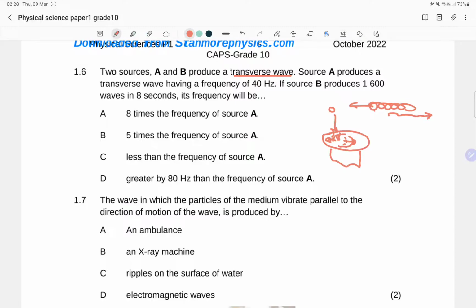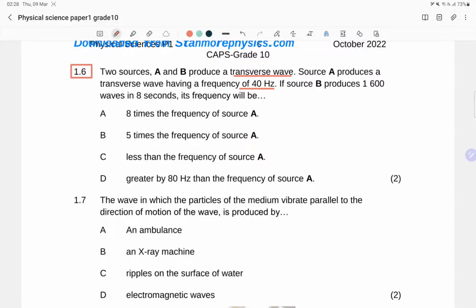And then what is the story now? We are told here, source A produces a transverse wave having a frequency of 40 Hertz. If source B produces 1,600 waves in 8 seconds, its frequency will be, okay, now these are the type of questions that you can't just guess, you have to do some calculation. So now that we've spoken about this, let's use this space to calculate.